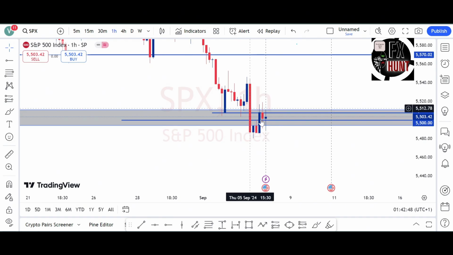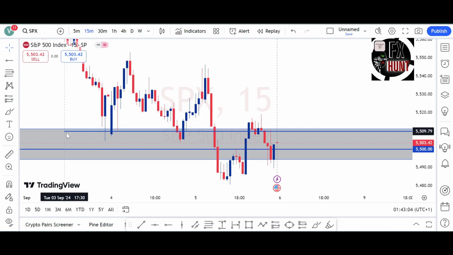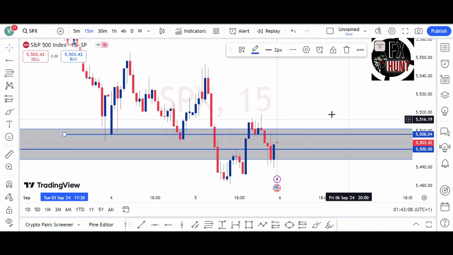Once volume kicks in during the New York session, we are going to be looking for the bullish move, because the overall trend is bullish. Overall, we are planning to go bullish on what? S&P 500. We are planning to go bullish on S&P 500.